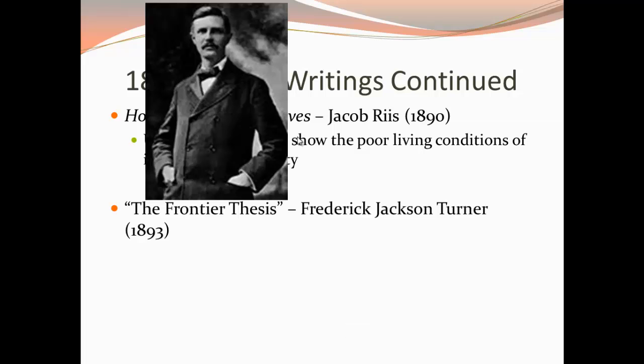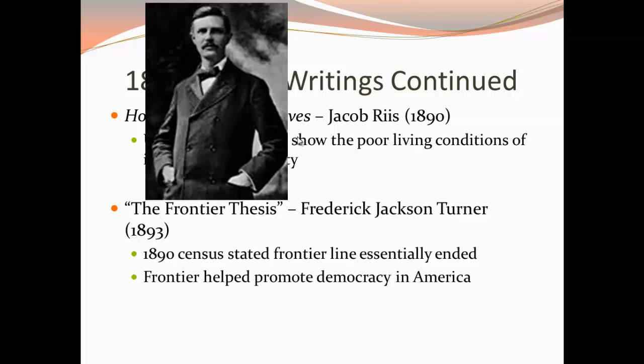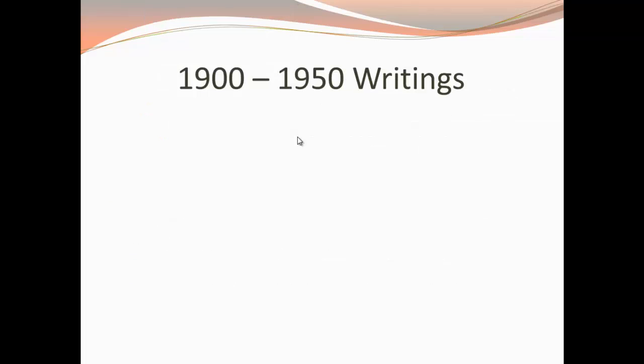The Frontier Thesis by Frederick Jackson Turner was written in 1893, and he looked at the 1890 census and said that the frontier line essentially ended. It was no longer discernible. So this magical line separating east from west that people could always move to in times of crisis, that's a safety valve theory, that people can move out there and make money, that is essentially gone after 1890. And he also said that the frontier helped promote democracy in America.